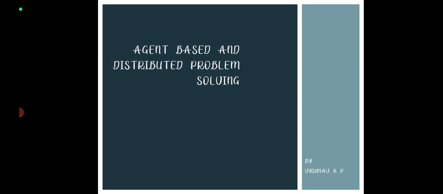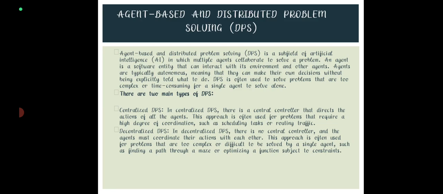Today we will discuss the topic of agent-based and distributed problem solving. So let's start. What is agent-based and distributed problem solving? Agent-based and distributed problem solving is a subfield of artificial intelligence in which multiple agents collaborate to solve a problem.